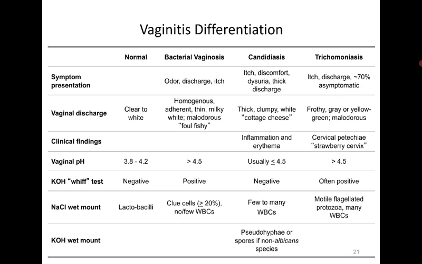The vaginal pH will be more than 4.5 in bacterial vaginosis. Candidiasis is usually less than or equal to 4.5. Trichomoniasis is more than 4.5. KOH whiff test is negative in normal flora, positive in bacterial vaginosis, and positive in trichomoniasis. In candidiasis, KOH whiff test is negative. NaCl wet mount: lactobacillus is normal flora. Bacterial vaginosis: clue cells more than 20%. Few RBC, WBC; few to many WBC, motile flagellated protozoa in trichomoniasis; many WBC, KOH shows pseudohyphae or spores if non-albicans species are found in candidiasis.